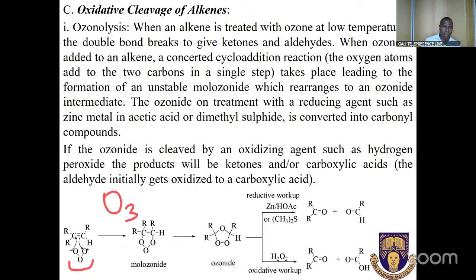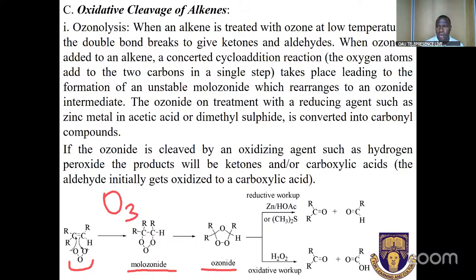We call them cycloaddition, so it's happening in a cyclic manner. Essentially, you have the formation of a molozonide from the alkene reacting with ozone. The molozonide then rearranges to give the ozonide. The ozonide is the one that can then be treated in one of two ways.